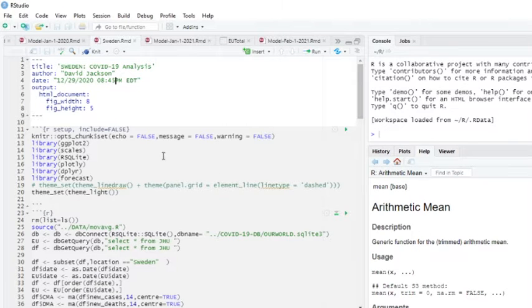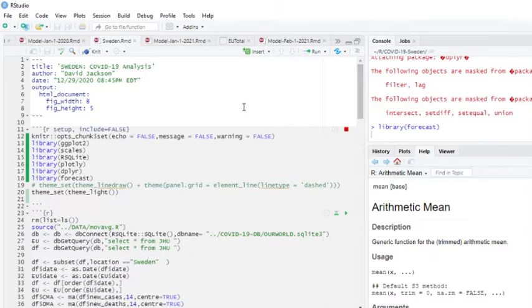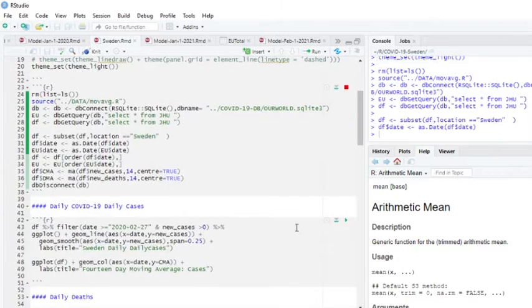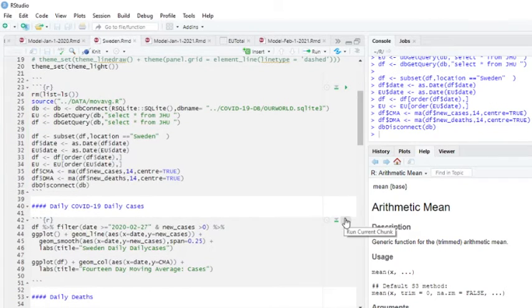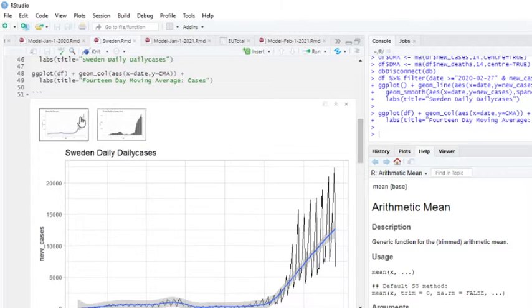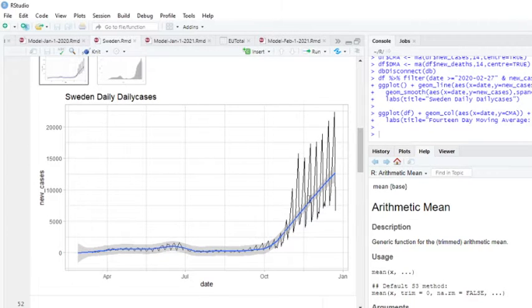So let's take a look at the data here. The data, by the way, is coming from Our World in Data and Johns Hopkins University. So let's just load our libraries. Load some data. Let's do our initial plots, daily cases, daily deaths. Here's sort of the straight basic plot.